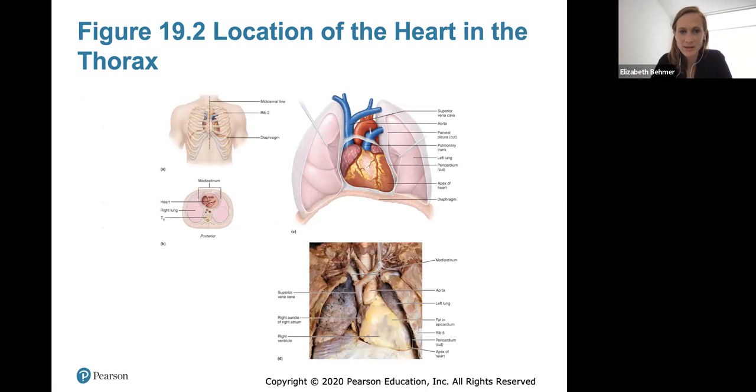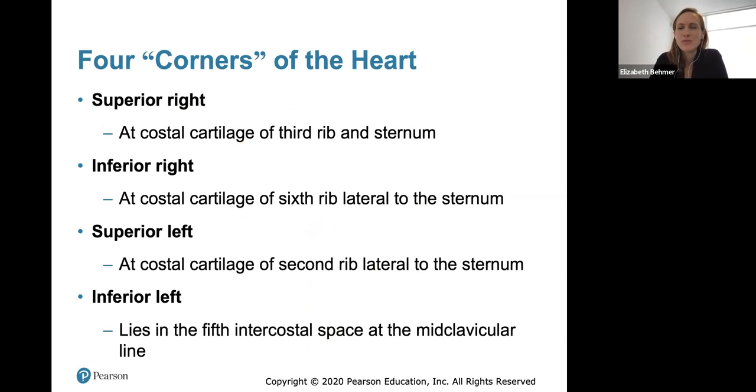So here's where the heart lies in the body, in the thoracic cage. You can see the apex and how the heart is kind of rotated on itself with the apex pointing down. You can also see it in a cadaver in this picture as well. There's 4 corners of the heart: the superior right, superior left, inferior right, and inferior left. And you can see where these are located.